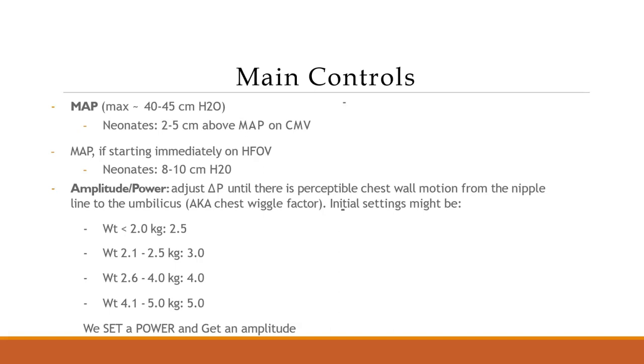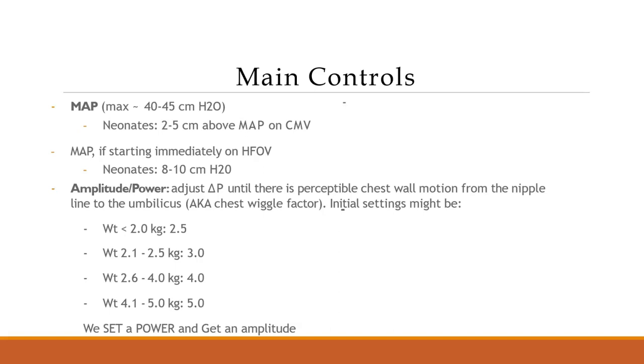If we're going to start this premature baby on the oscillator, we're going to just choose 8 to 10 to start them with on their mean airway pressure. Baby's just been born. They've never been anywhere on any ventilators. So we're just going to choose low numbers. If they need more, we can provide more.